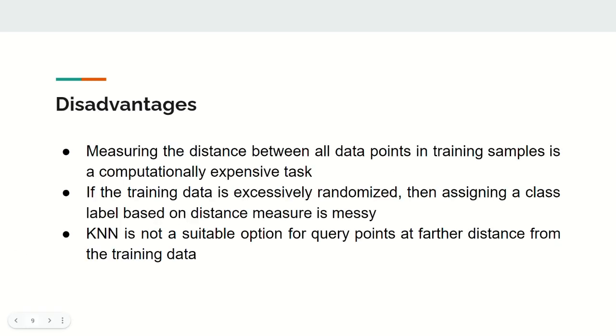Some of the disadvantages of using KNN is that measuring the distance between all the data points in the training samples is a computationally expensive task. It might take more space and more time. The bigger the data set, the longer it takes. If the training data is excessively randomized, then assigning a class label based on distance measure is messy. KNN is not suitable for query points at farther distance from the training data.